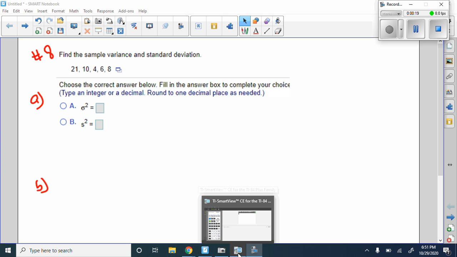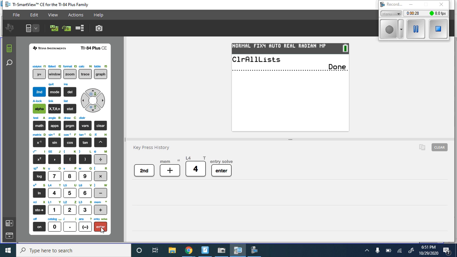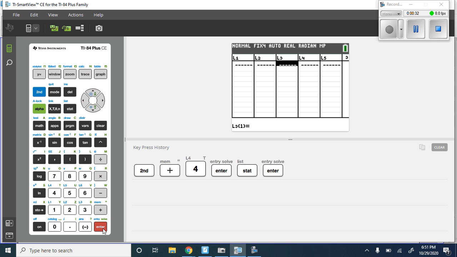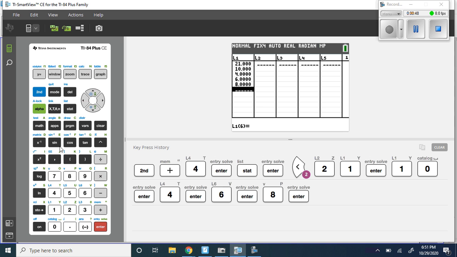So first things first, we'll go to our calculator. I tend to do this second plus 4, and what that does is it clears my list, okay? And then I'll go back and hit stat and hit edit, and then I'll go over, make sure that I'm on L1. Now I need to type in 21, 10, 4, 6, and 8. So just kind of double check 21, 10, 4, 6, and 8.